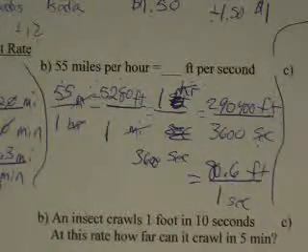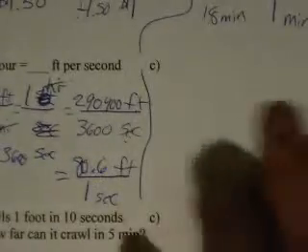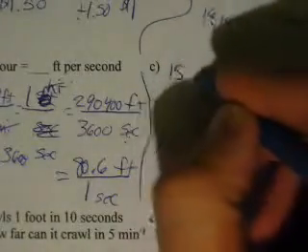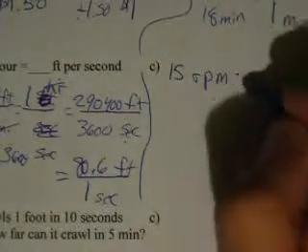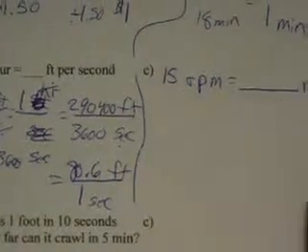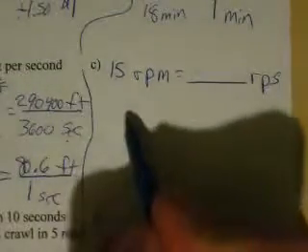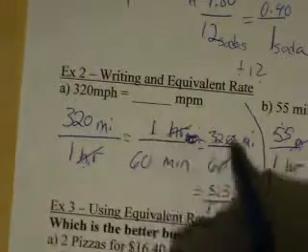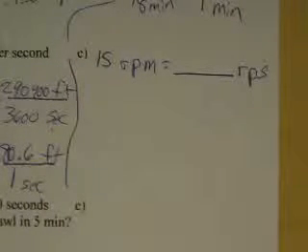Okay? Now, I know letter C was a little complicated. The problem I'm going to give you is more like letter A. Okay, letter C here. If I have 15 rotations per minute, and I want to turn that into rotations per second, set up your rate, find your conversion, and multiply. Take a couple seconds, do letter C. When you're done, hit play to continue.